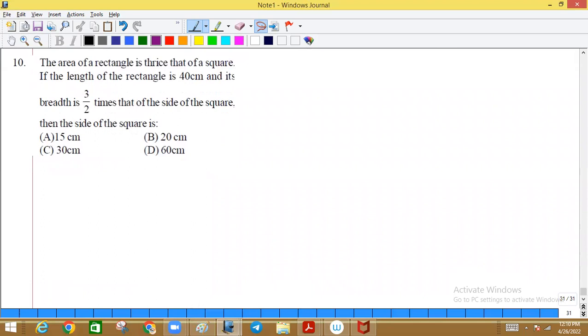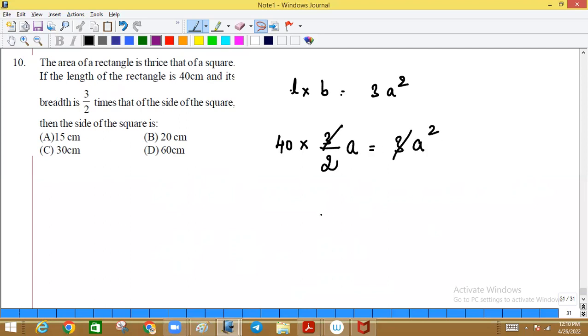The area of a rectangle is 3 times that of a square, and the length of the rectangle is 40 and its breadth is 3 by 2 times the side of a square. He clearly gives you that the area of the rectangle is 3 times the area of the square. Length of rectangle is 40, breadth of rectangle is 3 by 2 times the side of a square. 3a square. 3 cancel, a cancel. Therefore, what is the side of a square? Side of a square is 20 centimeters. You understand?